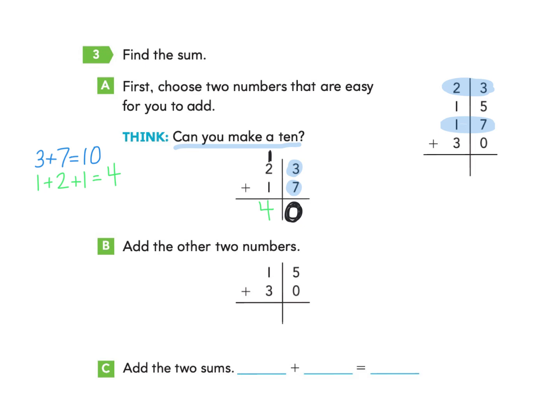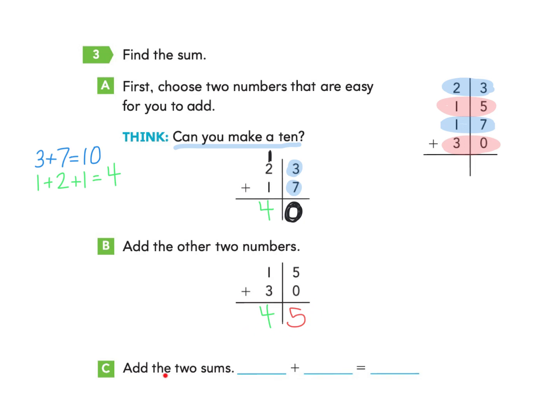Next, it asks us to add the other two numbers. So we are going to add 15 and 30 together. As usual, we will add the ones column first. 5 plus 0 makes 5. And then the tens column. One group of 10 plus 3 groups of 10 makes 4 groups of 10. So now we have two sums. We have the first one, 40, and the second one, 45.